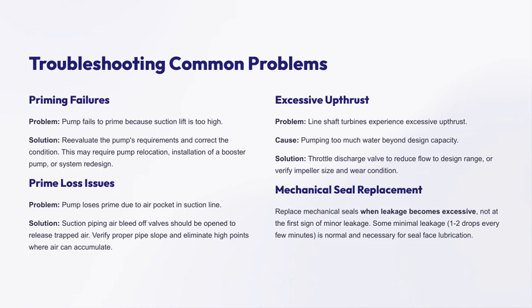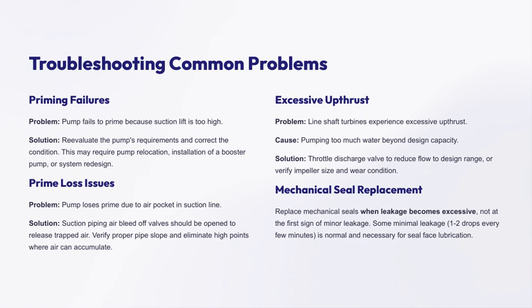Next, we have prime loss issues. Sometimes, a pump can lose its prime because air gets trapped in the suction line. The key here is to open the air bleed-off valves on the suction piping to release any trapped air. Additionally, ensure that the piping has the proper slope. This helps prevent air pockets from forming. High points in the piping are especially problematic because they tend to collect air, so eliminating or properly draining those high points is critical.